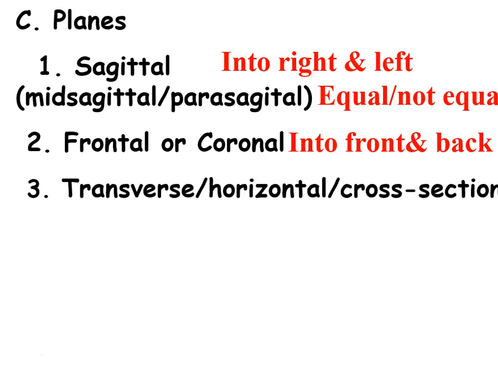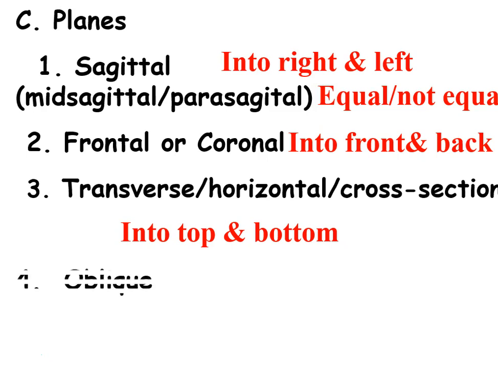Transverse or horizontal or cross section is going to separate into top and bottom. Transverse, top and bottom, or superior and inferior. An oblique is one that goes at an angle. It's not parallel or perpendicular to the body, but it is at an angle. Diagonal.